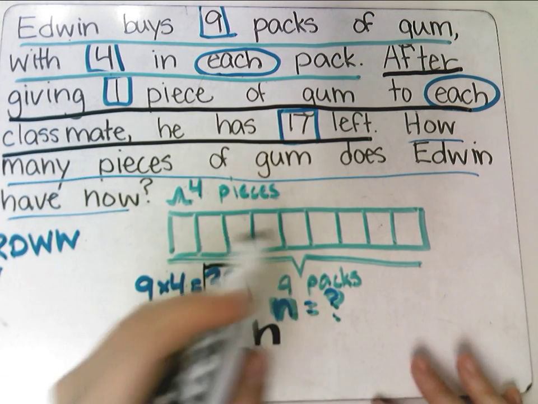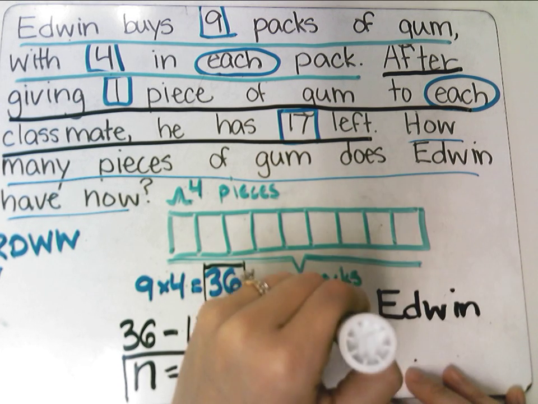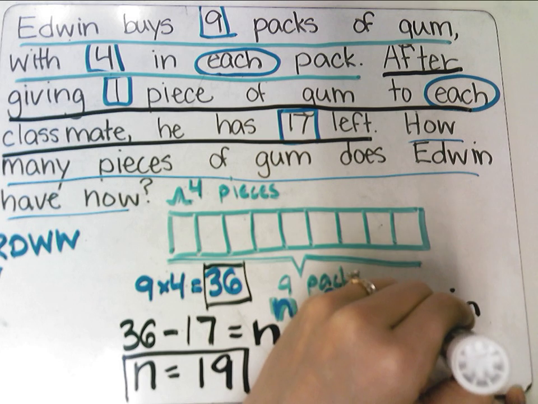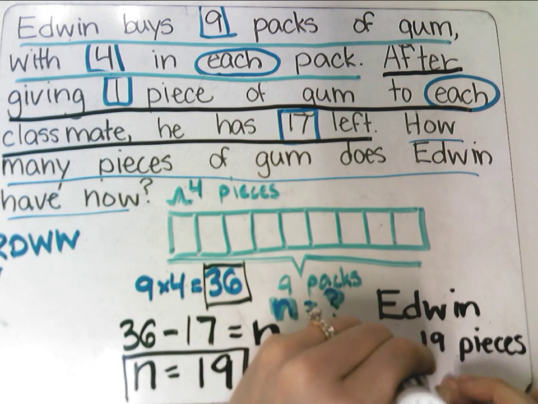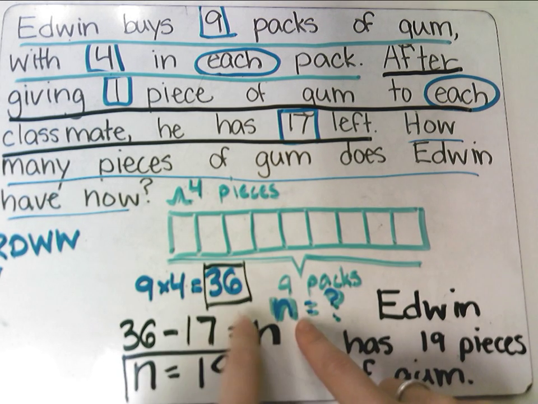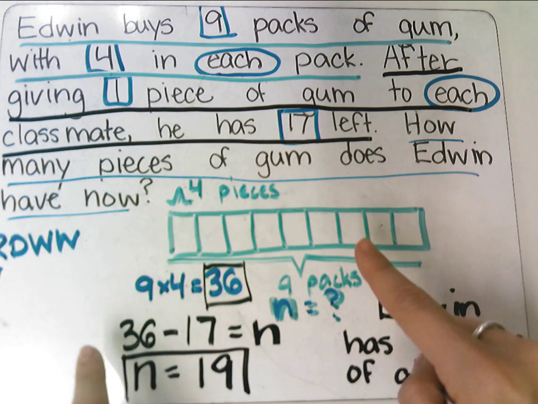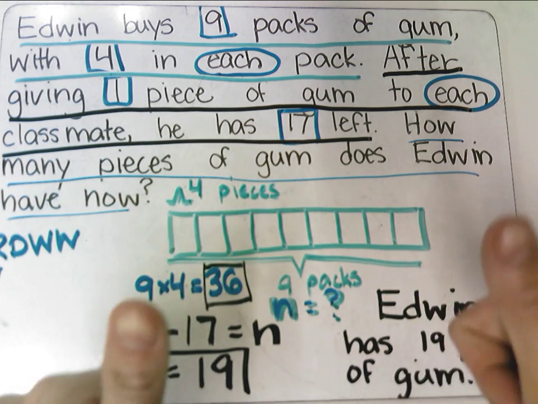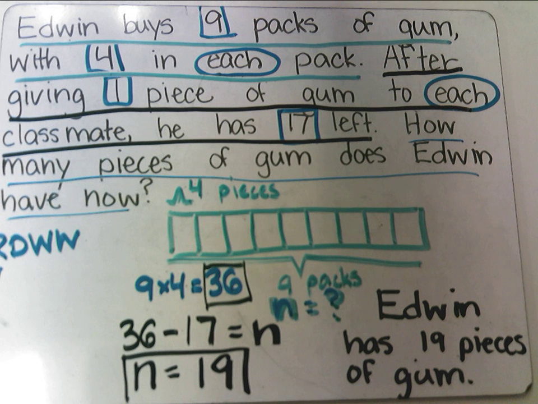This is telling us that Edwin has 19 pieces of gum. This is how we find 2 different unknowns to solve a 2-step word problem. So in your problem sets, you should be ready to solve some word problems using the unknown in multiplication. Good luck!